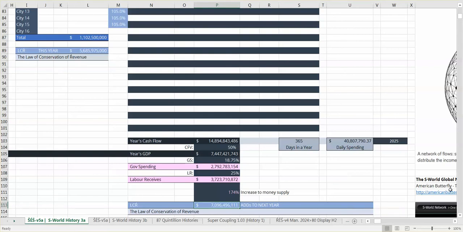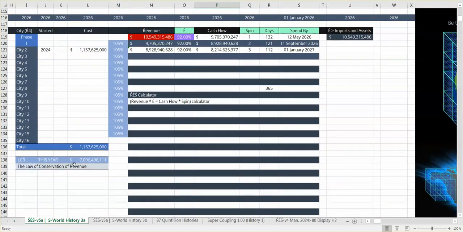Increased savings here gets taken over to here. And this adds up again here. And this time we're spinning three times. So this 10 billion, 10.5, 92% equals 9.7. So that is money that has gone to other companies in the network.